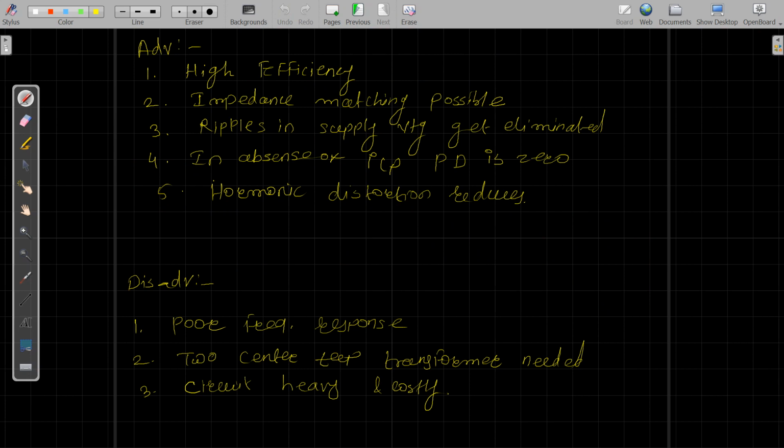So what we can see in case of class B push-pull power amplifier is the efficiency is quite high compared to class A. Because of the transformer we have quite good impedance matching, and the even harmonics will get cancelled, and because of that your harmonic distortion reduces. And when there is absence of AC input signal, the power dissipation will be zero, which is quite opposite to that of class A power amplifier.